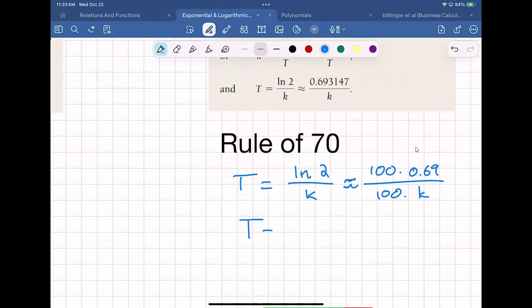So the rule of 70 is saying, hey, take 70 and divide it by whatever your percentage of growth is. So if we take that problem I just made up, 8%, do 70 divided by 8, and it will tell you how long it takes to double. Okay.